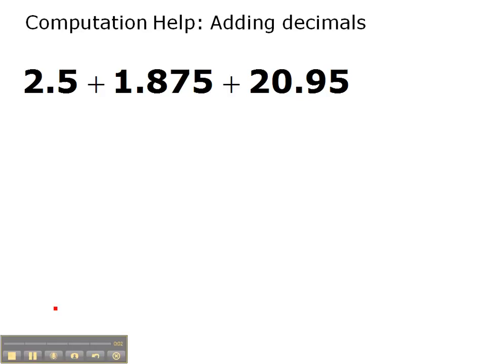This computation help video deals with adding decimals. Anytime you need to compare decimals, add decimals, or subtract decimals, you need to line up your decimals.